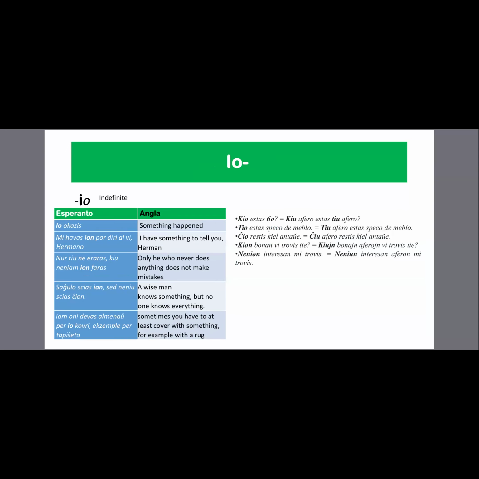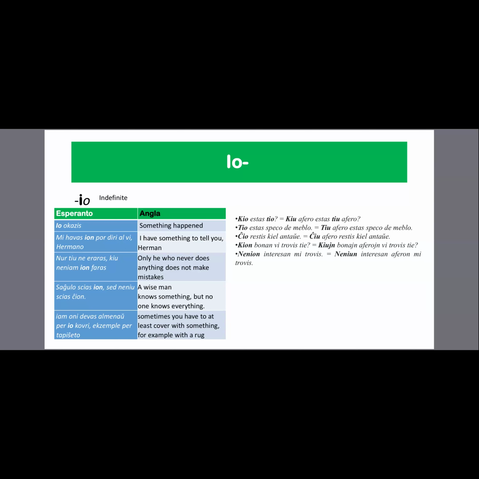But let's also see io. Io is indefinite. Right? It is indefinite. So it's something that maybe is uncountable. When you say something you cannot define, it is not defined. So when you say io okazis, something happened. Io, something happened. Io okazis.